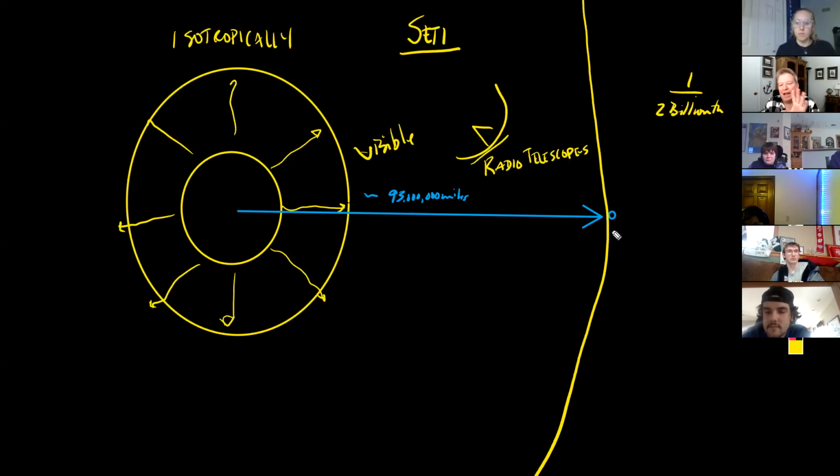So now I want you to imagine this sphere of radiation that's 93 million miles is really a big circle, and there's this little Earth. But now I'm going to zoom in on the Earth, okay?